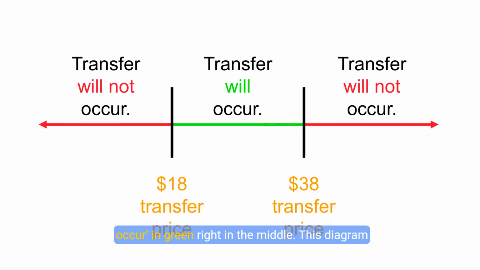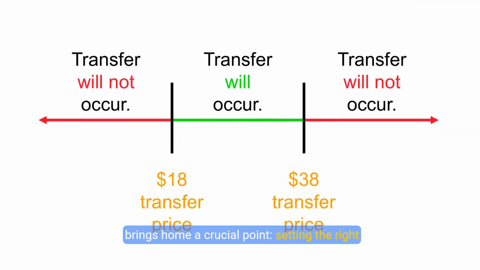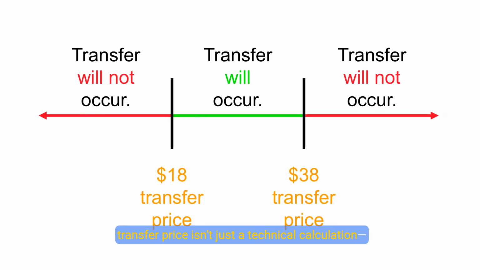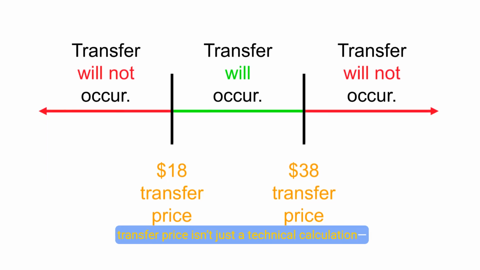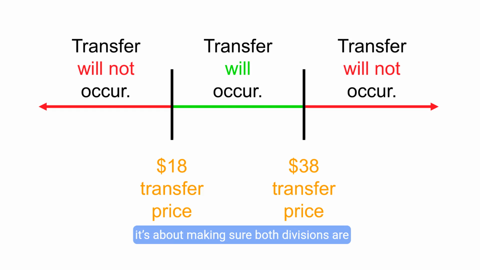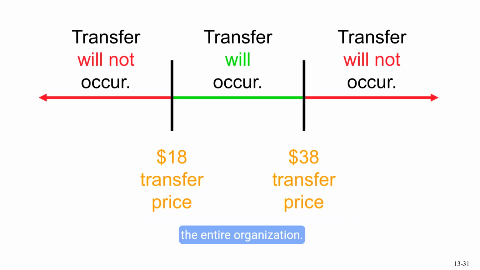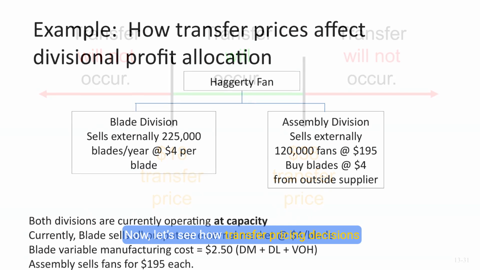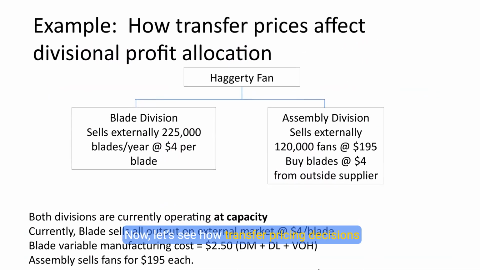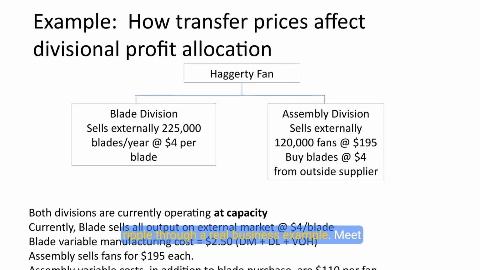right in the middle. This diagram brings home a crucial point. Setting the right transfer price isn't just a technical calculation. It's about making sure both divisions are motivated to participate, maximizing value for the entire organization. Now, let's see how transfer pricing decisions ripple through a real business example.